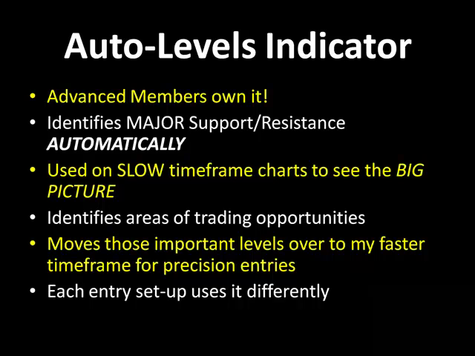So again, our auto levels indicator is placed on a slow time frame. It will locate the most important levels of support and resistance. Those are where we're going to take our trades today, and then we move them from our slower time frame automatically over to my faster time frame for precision entries, and of course, tighter stops. We see more patterns develop on a faster time frame, so we want to have those levels on our faster time frame, but we don't want to have to trade them on a slower time frame. And basically, each different entry pattern that we use in our room uses this thing differently.